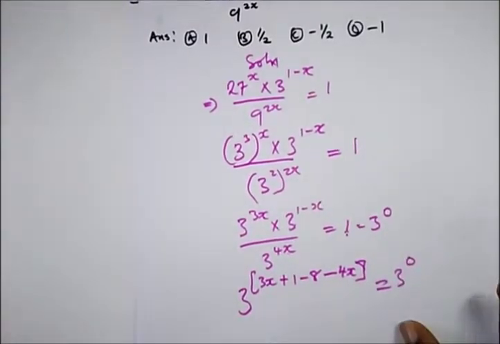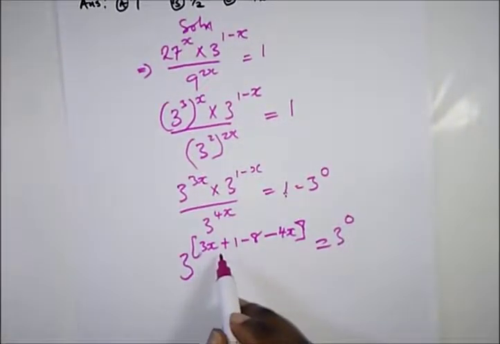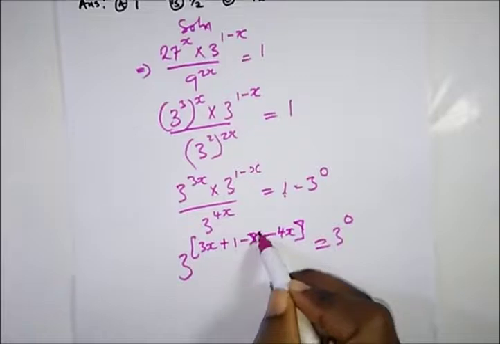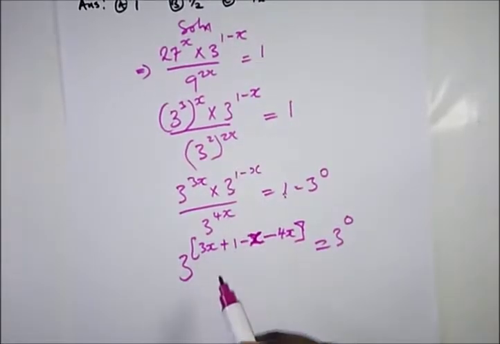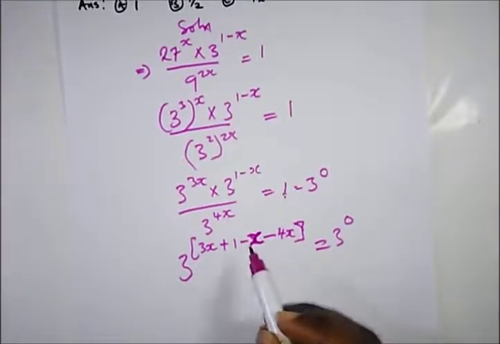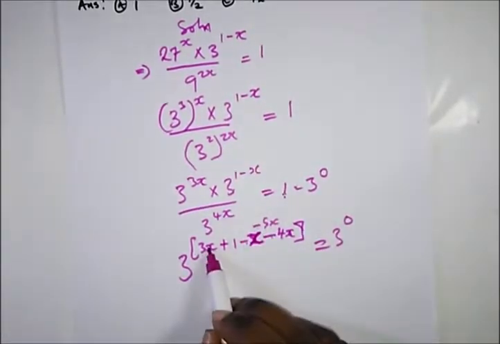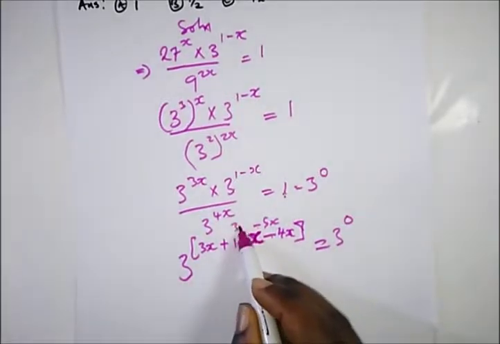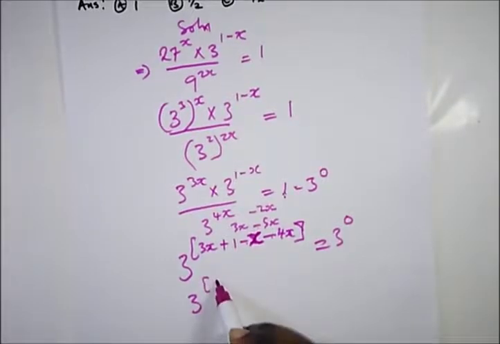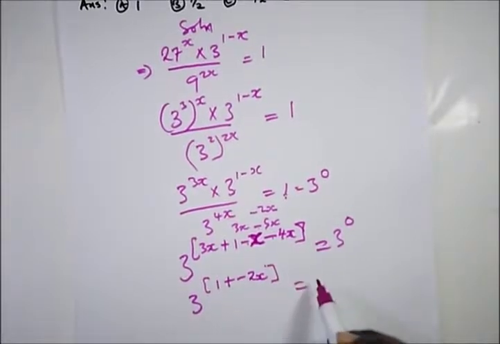So bracket equal to 3 raised to the power 0. Let's simplify this bracket. So we have 1 minus x, sorry, we have here 3x minus x minus 4x. That will give us a minus 5x. Minus 5x plus 2x, 3x, that will give us a minus 2x. So we're left with 3 bracket 1 minus 2x, equal to 3 raised to the power 0.